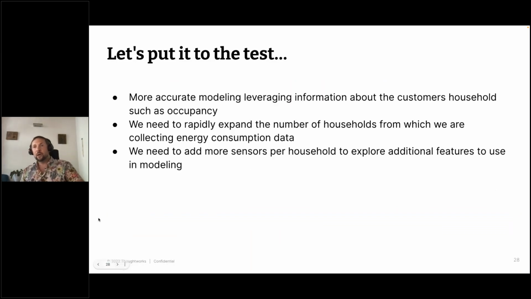Cool. Okay, so now we've gotten it down to where we really need to think about the problem set again. What were we trying to achieve here? Circling all the way back, and then we'll talk about how that's done. We need more accurate modeling with the household, to rapidly expand the number of households, and to add more sensors per household to explore additional features to use in the modeling.